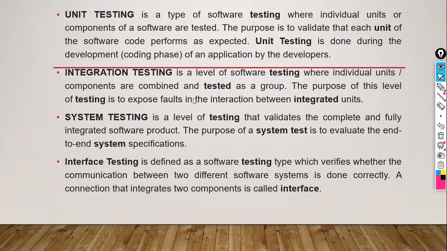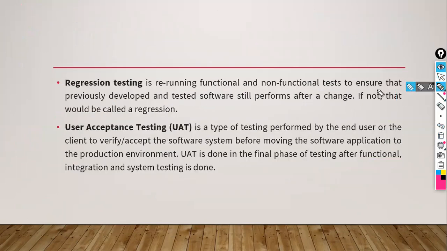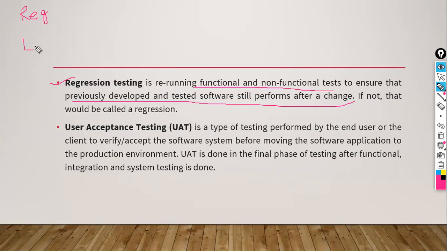So now let us try to understand a few others. The next one is regression testing. Regression testing is nothing but rerunning functional and non-functional tests to ensure the previously developed and tested software still performs after a change, right? So let us say user registration functionality is developed, as well as login functionality is developed already. In user registration functionality, no changes are there.